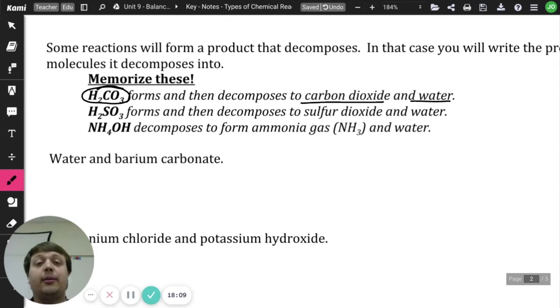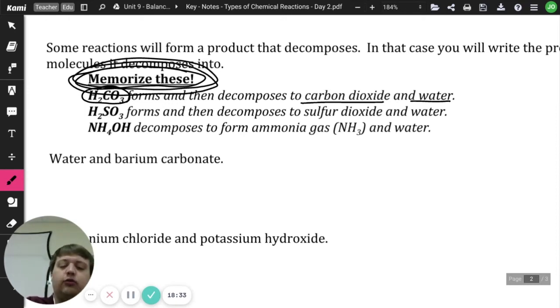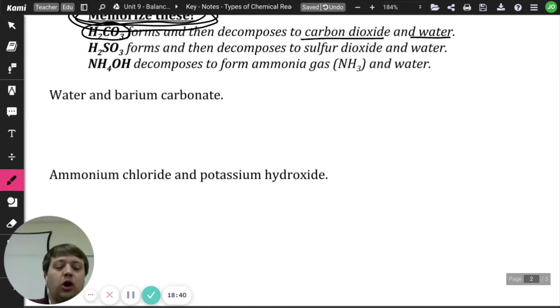Now remember, that's one of your decomposition rules. So if I've got H2SO3, that's going to decompose into sulfur dioxide and water. And then if I've got ammonium hydroxide, that decomposes into ammonia gas and water. So those 3 things you do need to keep in mind. Those are what we would call the exceptions. You do need to have those ready to go when you are taking your test because those are always a possibility.